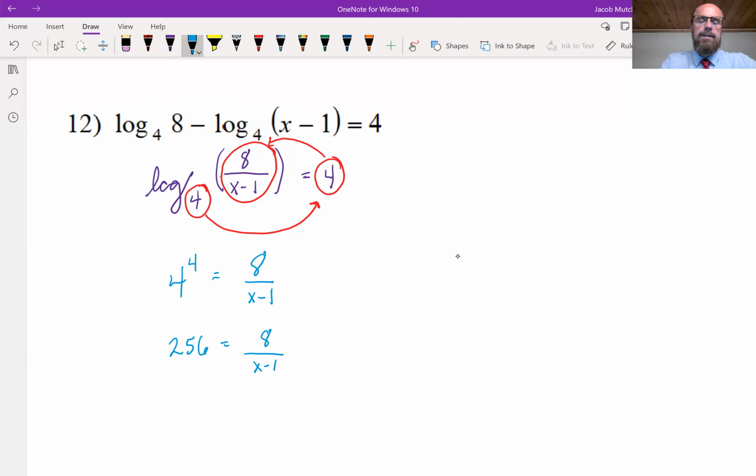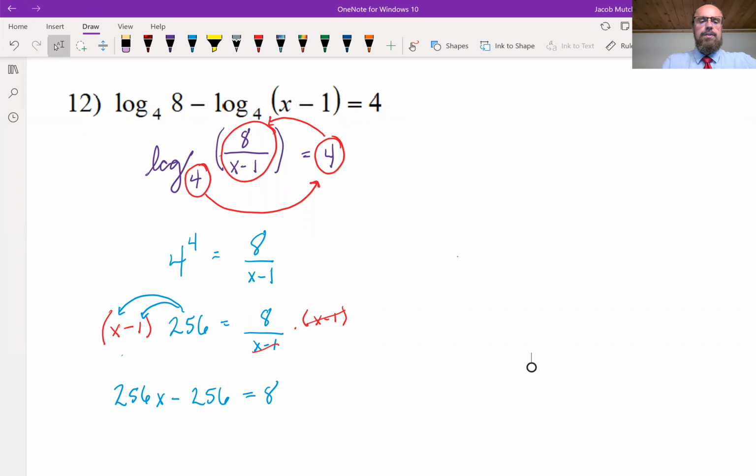So at this point, I have to identify this as a rational equation. Recall, one strategy to solve a rational equation is to multiply both sides by the common denominator. Since only one of these sides has a denominator, that's what I'm going to multiply by. So I'm going to multiply on the right side by x minus 1, and that will be a cancellation. I'll also multiply the left side by the same factor. When I distribute 256 through that binomial x minus 1, I get 256x minus 256, and that equals 8.